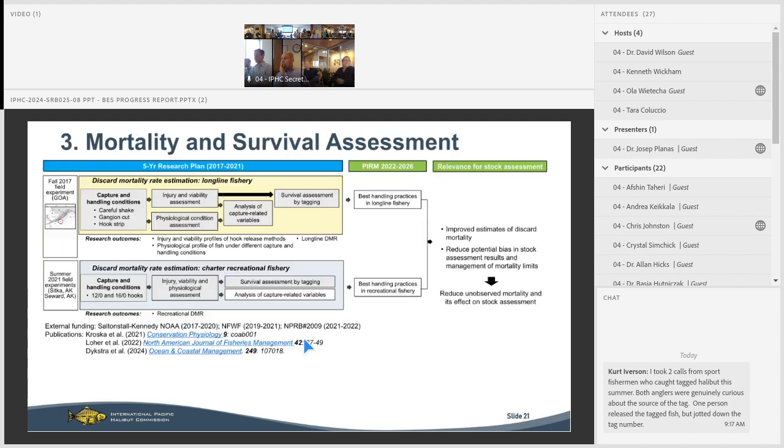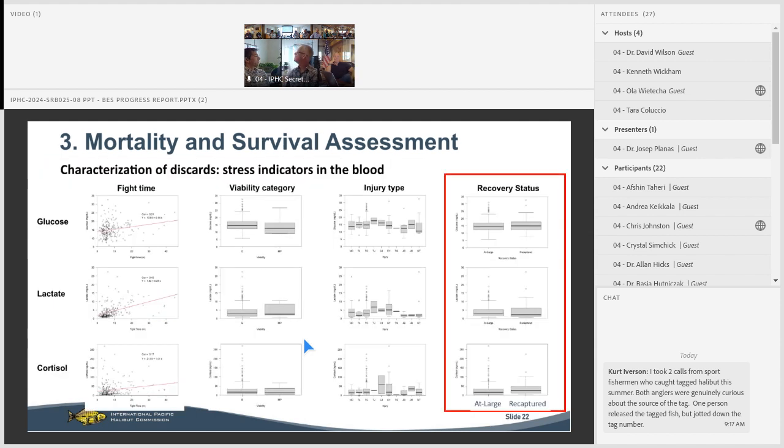All right, we'll pass it on to Claude. The next research area that he's going to provide some updates on is the discard mortality rate in the entire recreational fishery and response to a particular comment by the SRB. Go ahead. Thank you.